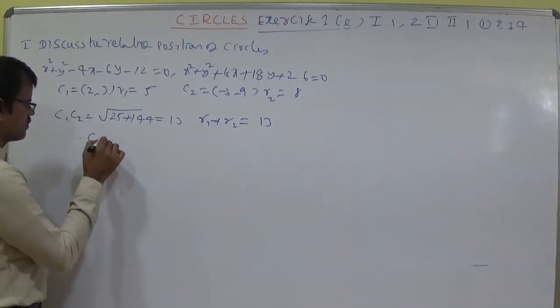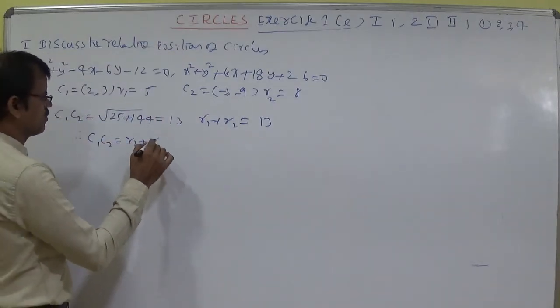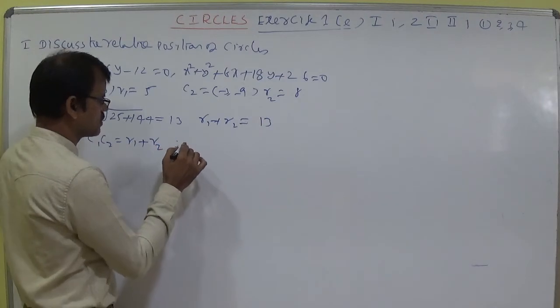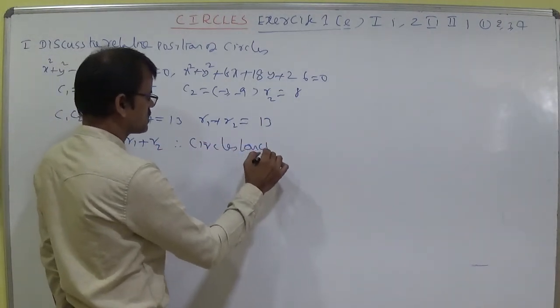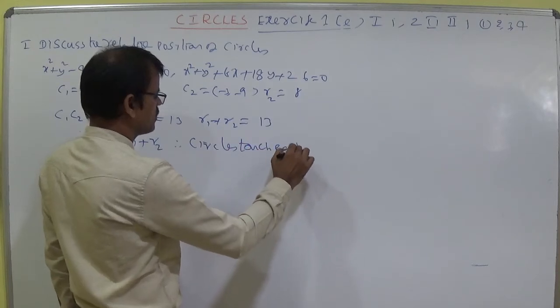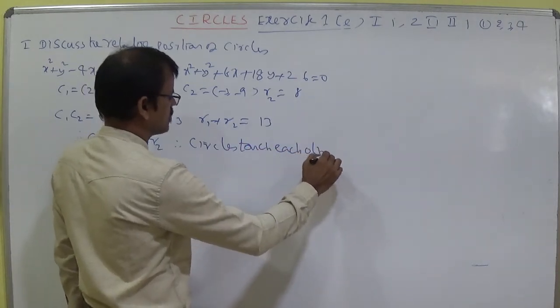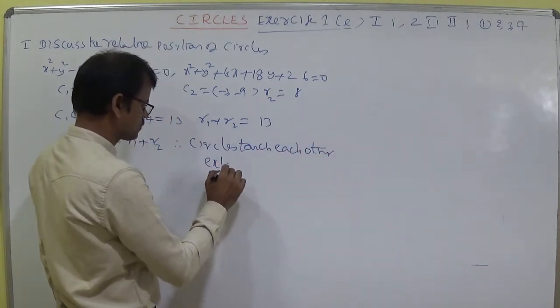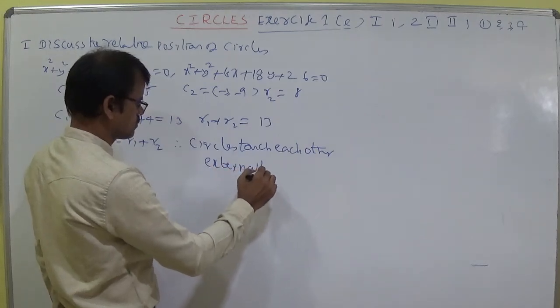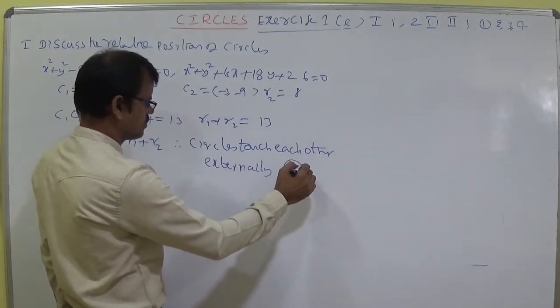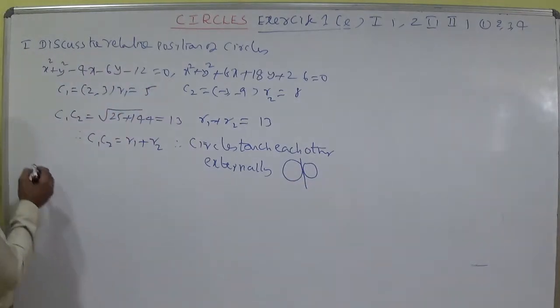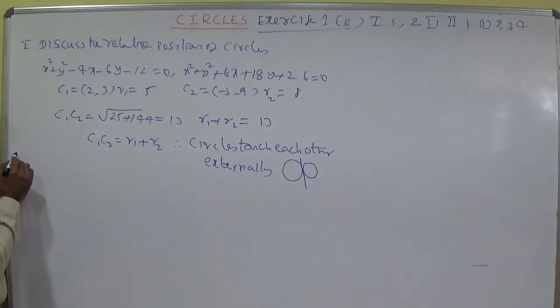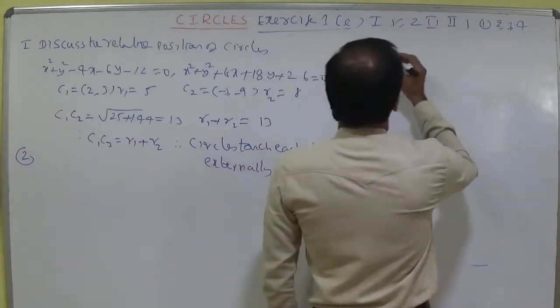Therefore, C1 C2 is equal to R1 plus R2. Whenever C1 C2 is equal to R1 plus R2, the circles touch each other externally. That is the position. This is the rough diagram. Touch each other externally. This is a 2-mark question. First one completed.